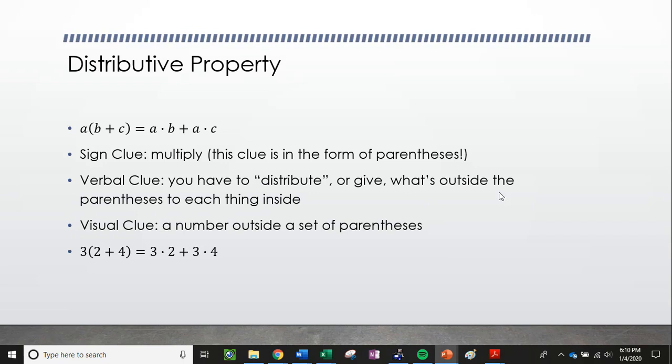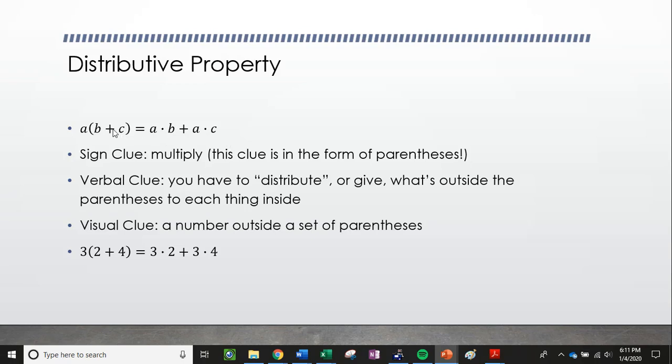Distributive property, probably the property that everybody is the most familiar with, even if you don't realize that that's what you know. We all know the distributive property. So your sign clue is to multiply, even though you don't really see a multiplication sign here. It's just understood that when you see a number bumped up against a parenthesis, you're being asked to multiply. And you have to distribute, okay, or give whatever's on the outside to both of the elements on the inside. Give what's outside the parentheses to each thing inside. So A times the grouping B plus C is the same thing as A times B plus A times C.